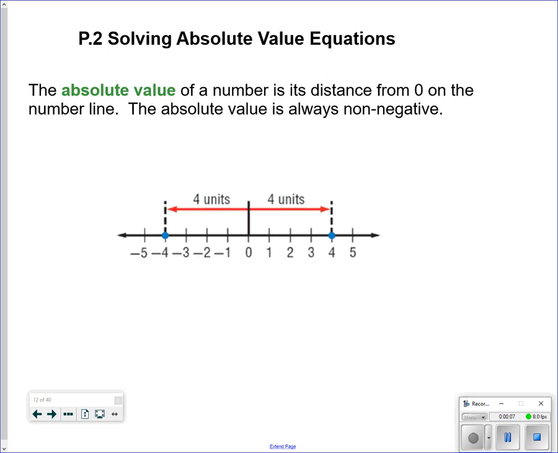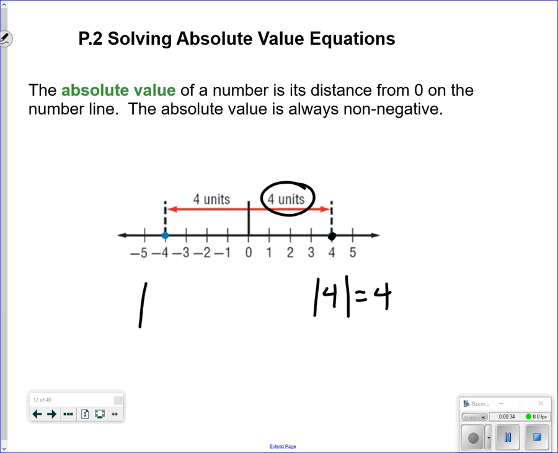Again, our pre-chapter here, so this is P.2, solving absolute value equations. So everything today we're going to be talking about is absolute value. The technical definition of an absolute value is the distance from zero, which is why it's always positive. So if I said, what is the absolute value of 4, you would say that's 4, because that's how far away 4 is on a number line to 0.